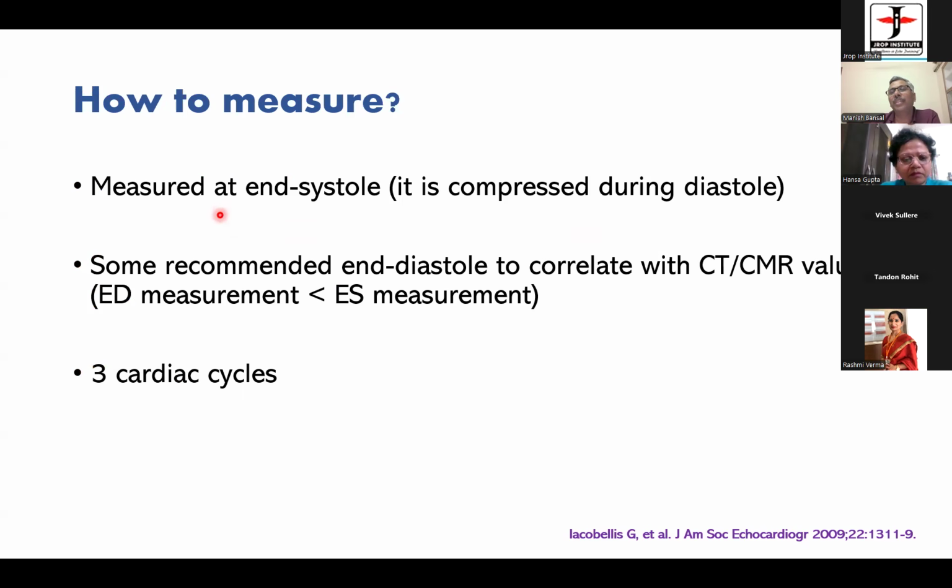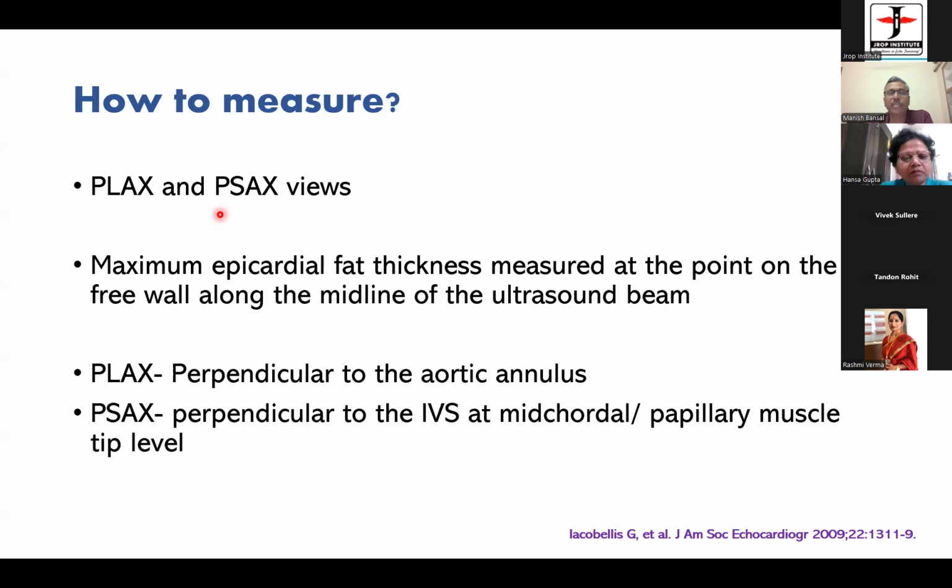Why? Because this fat gets compressed when the heart expands during diastole. So during end systole, when the ventricular chambers collapse, that is the time when we measure fat to avoid the effect of compression. Although some investigators believe that end diastole may be the correct time to measure, because CT and MRI measure it at end diastole. So to have a direct comparison between CT and echo, some say that we measure it at end diastole, but the consensus is that we measure it at end systole to avoid the effect of compression due to enlarging cardiac chambers.